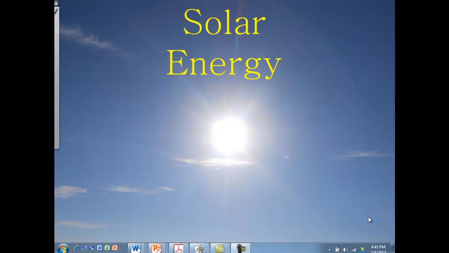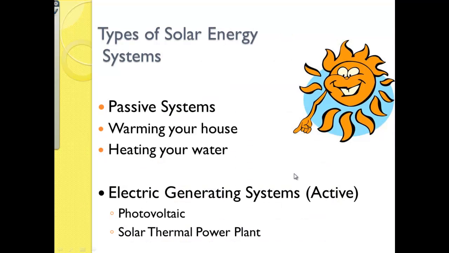So many of our energies are indirect solar energies, or energy that comes indirectly from the sun. Well, now we need to talk about energy that comes directly from the sun and how we use it. And we call that solar energy. There are two types of solar energy systems. One is passive, where you use no mechanical devices, and the other one is active, where usually you're generating electricity either through a photovoltaic cell or through a power plant.